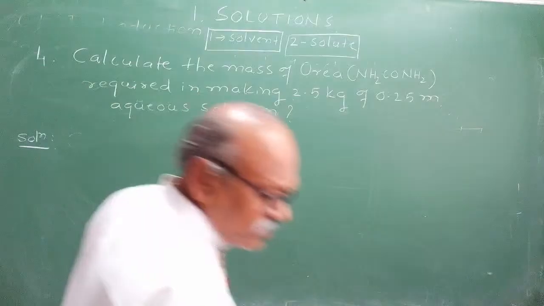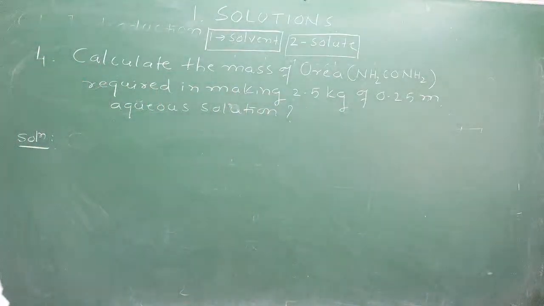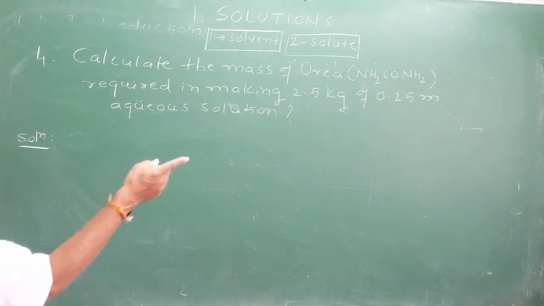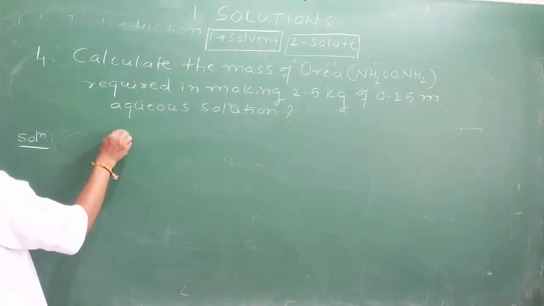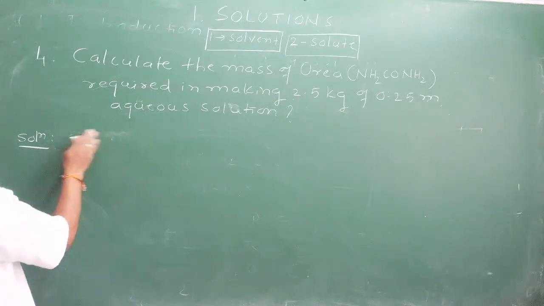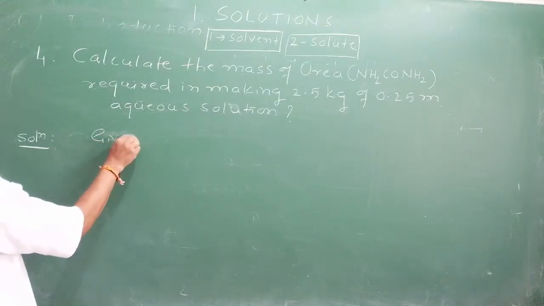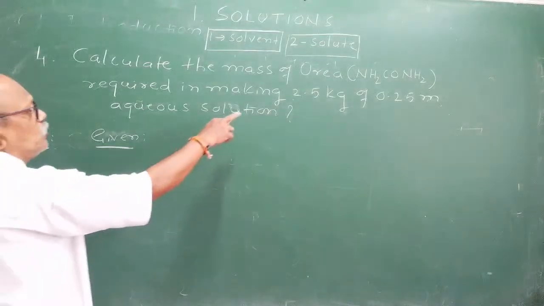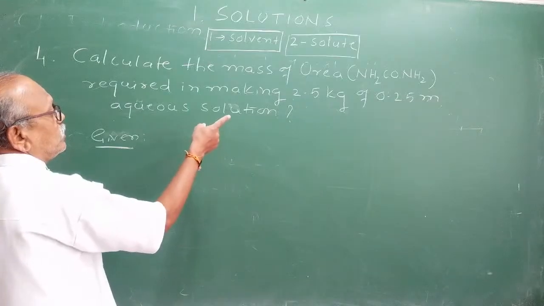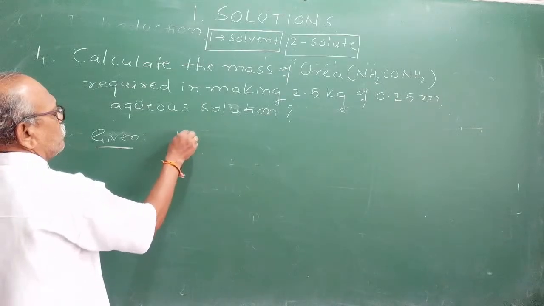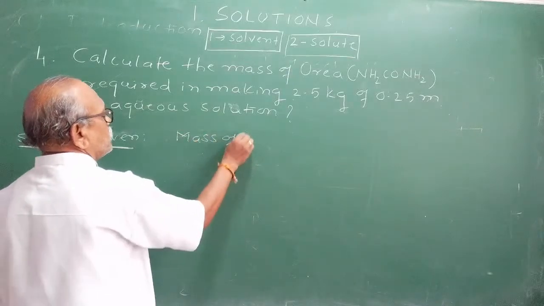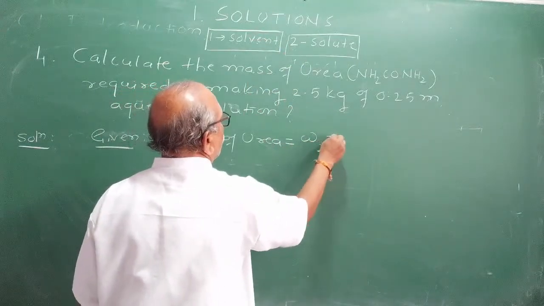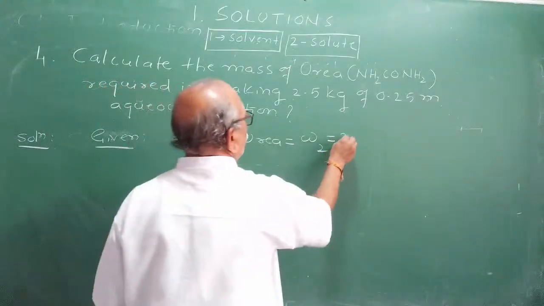Calculate the mass of urea required in making 2.5 kg of 0.25 m. So here molality is given. First of all, you collect the mass of the urea. Whenever you come across statement problems, collect the details. What you are given with: required in making 2.5 kg. 2.5 kg, that is a mass of urea. Urea is a solute here. Therefore, let me take W2 by convention as 2.5 kg.